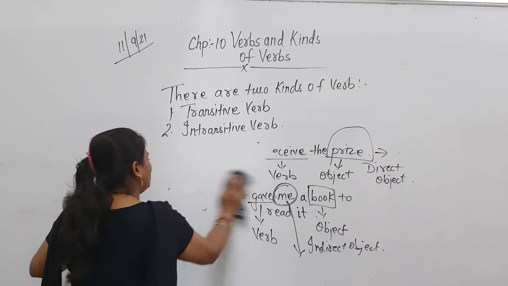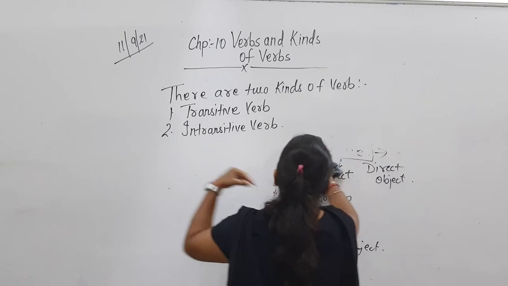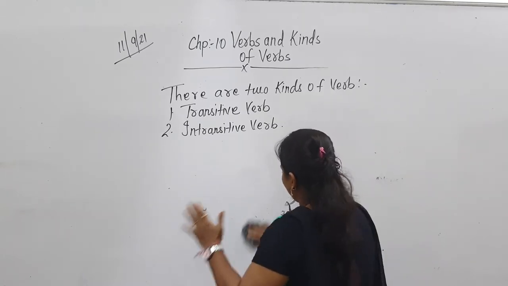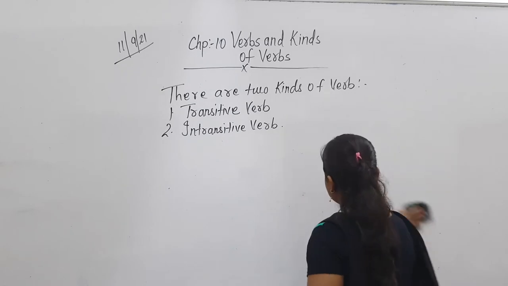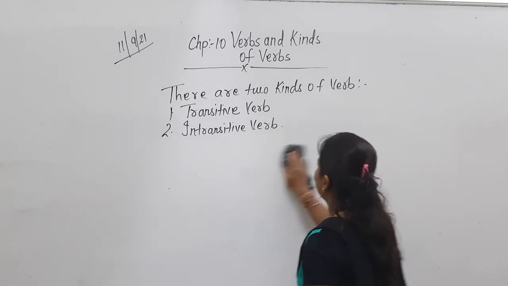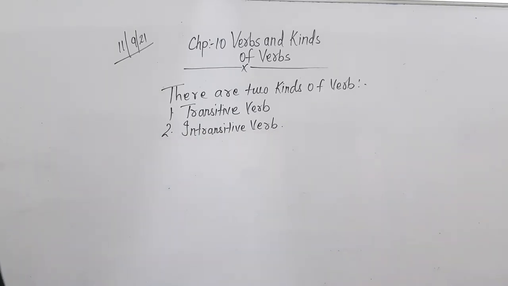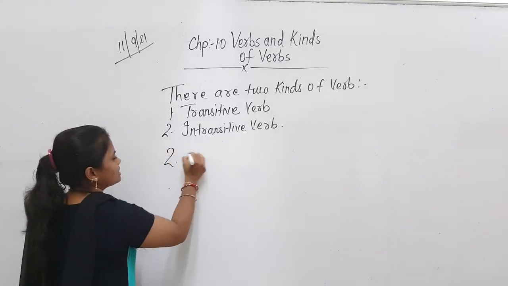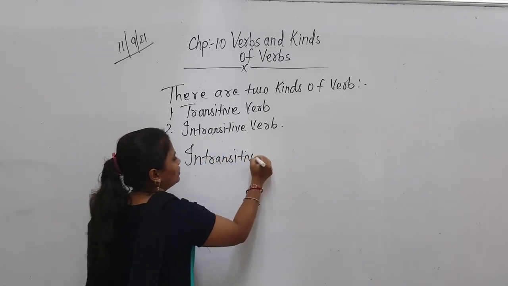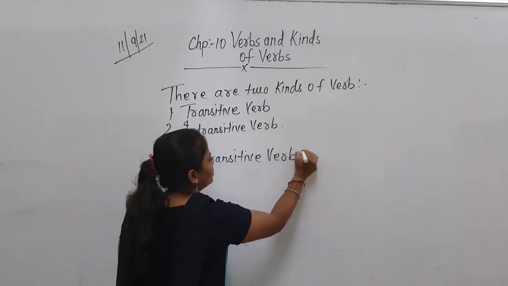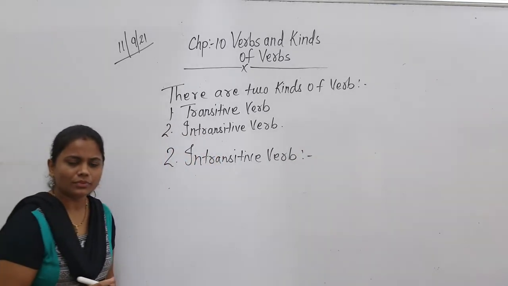Okay. So what is a transitive verb? A transitive verb is a verb that requires an object. There are two kinds of object. One is a direct object and another one is an indirect object. Okay. Now the second one is intransitive verb. What is an intransitive verb?